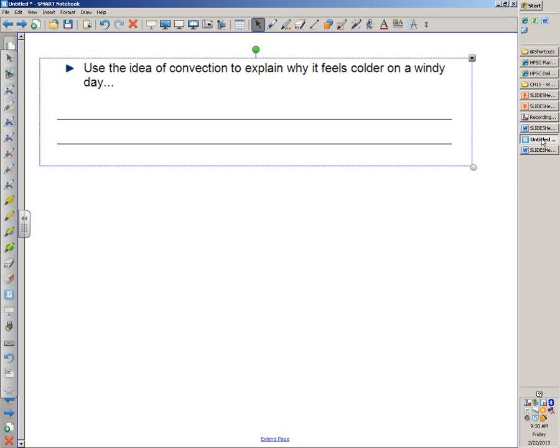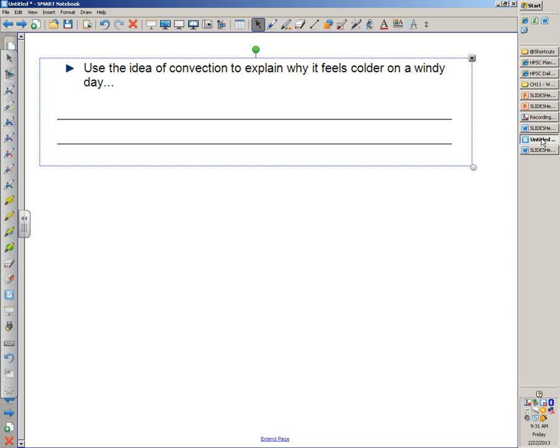All right, so what did we come up with? Emily, you had your hand up. It's because the cold air is moving. And since we're warmer, when it moves against us, it feels cold. So if there's cold air around you, your body temperature is about 98.6 degrees and the air outside today is 30. Which way is energy going to flow? Out of you and into that cold air.